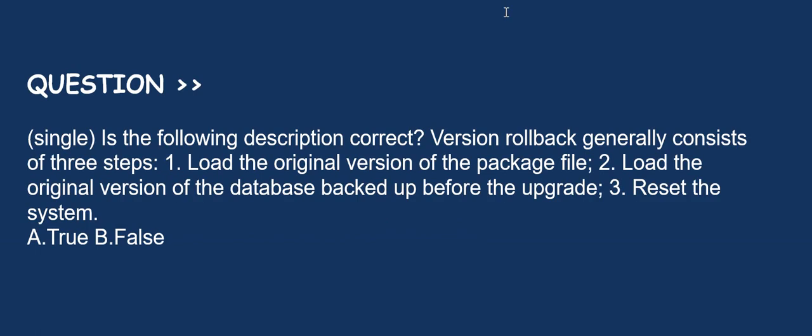The next question: is the following description correct? Version rollback generally consists of three steps. Step 1. Load the original version of the package file. Step 2. Load the original version of the database backup before the upgrade. Step 3. Reset the system. Option A. True. Option B. False. This is the test question. All you need to do is to answer it in the comment.